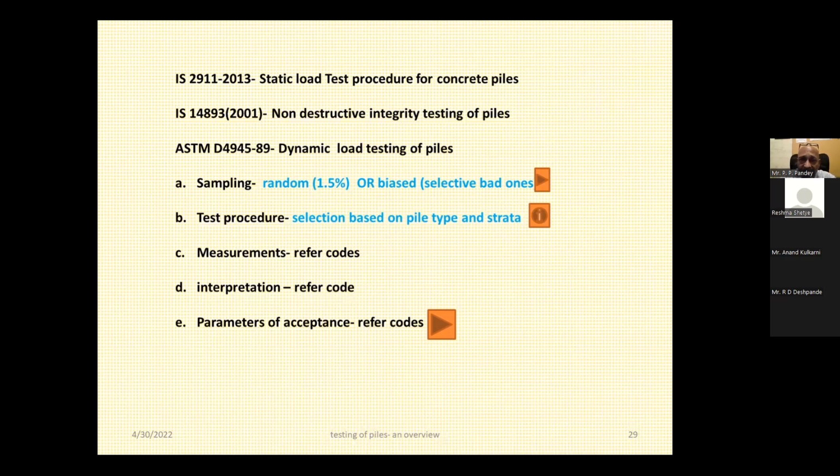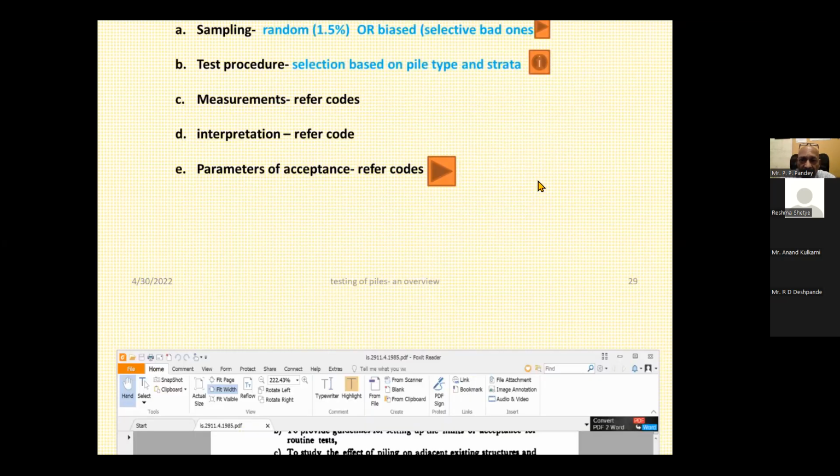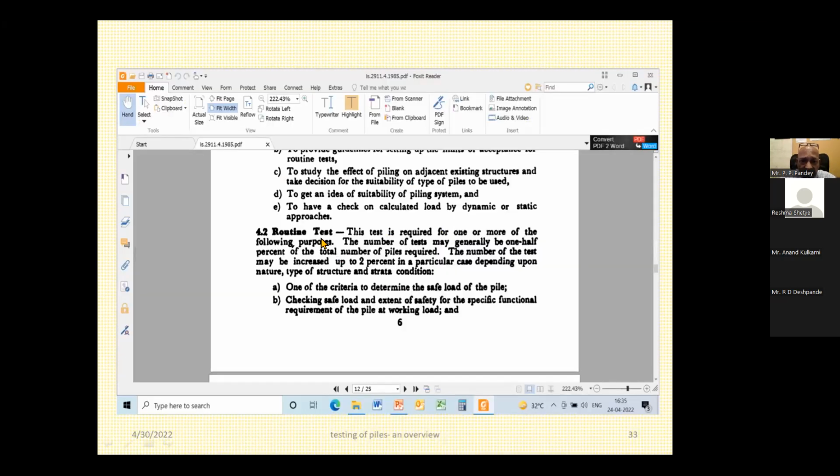And second is that this is the IS code which gives the routine test. This test is required for one or more of the following purposes. The number of tests may generally be 0.5% of the total number of piles required. The number of tests may be increased up to 2% in a particular case, depending on the nature and type of structure, and strata condition.